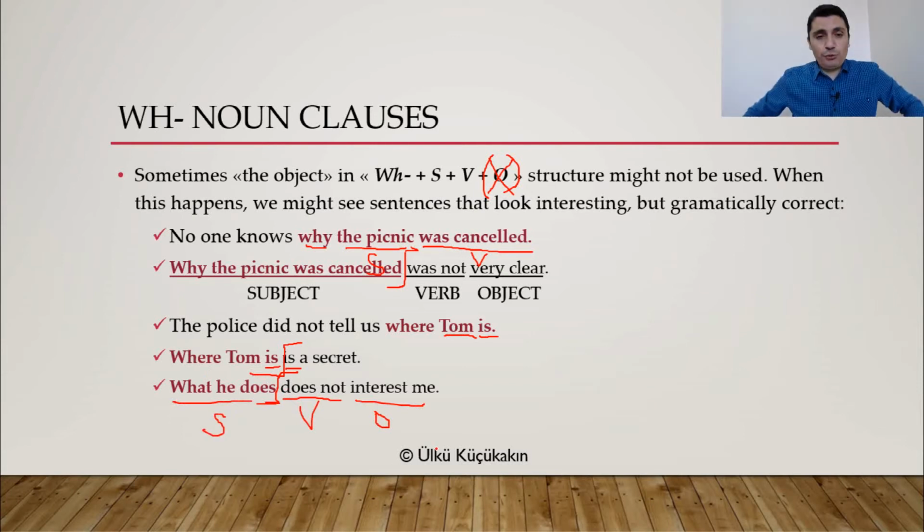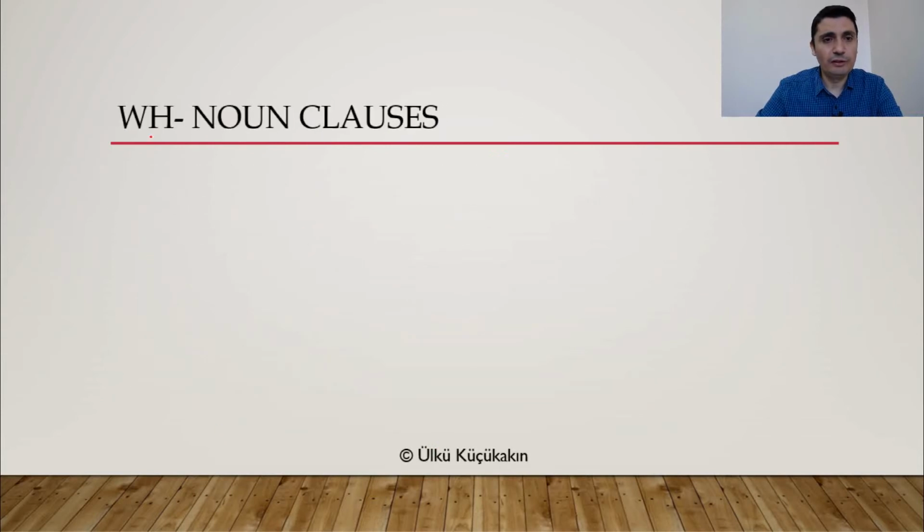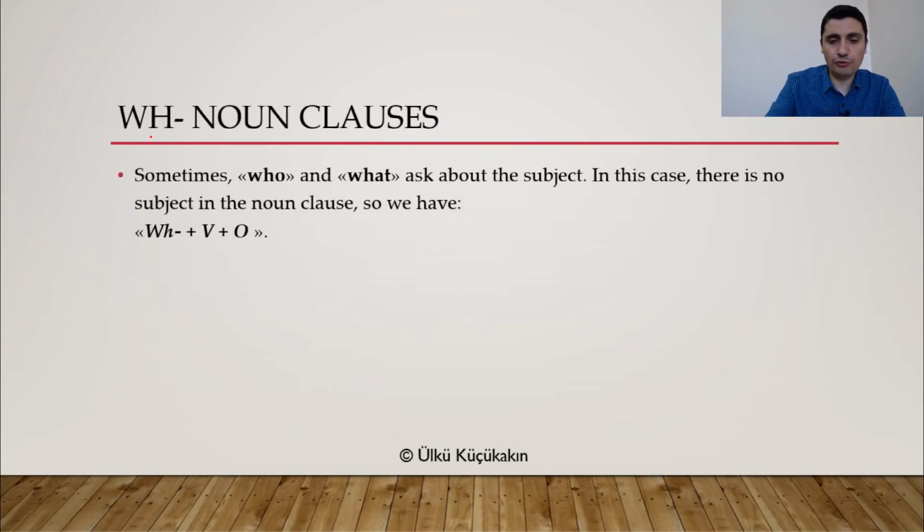I hope this is clear, everyone. I know they look interesting, but there's nothing wrong in these sentences. Now let's continue with WH noun clauses. Now sometimes who and what ask about the subject. In this case, there's no subject in the noun clause. So we have WH plus verb plus object.